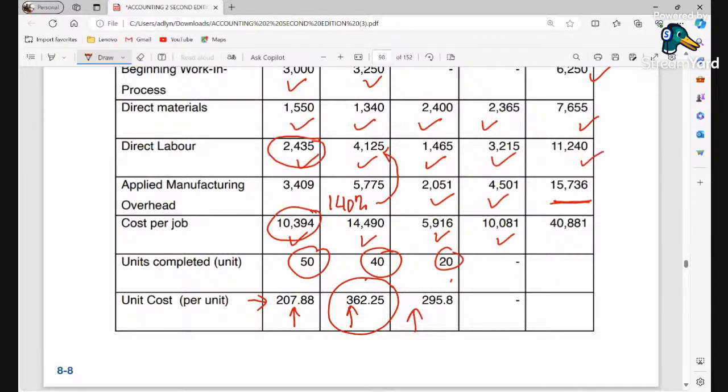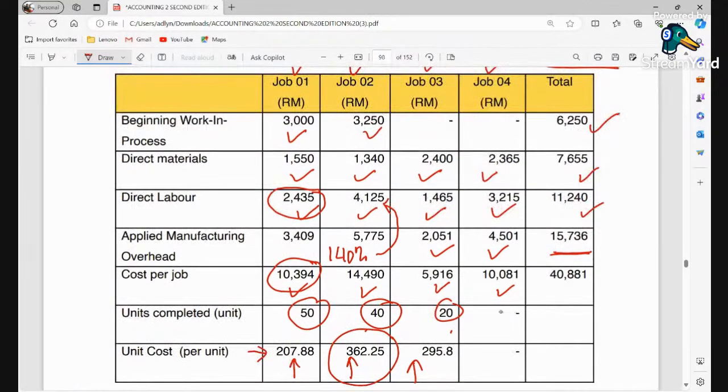Okay, kalau you nampak dekat sini 04, kita tak isi apa-apa pun kat sini, betul kan? Kita tak isi apa-apa dekat units completed. Alright. And kita tidak isi apa-apa dekat unit cost. Why? Sebab kalau you baca soalan betul-betul, yang siap hanya 3 saja. Okay, so my finished goods 01, 02, 03.